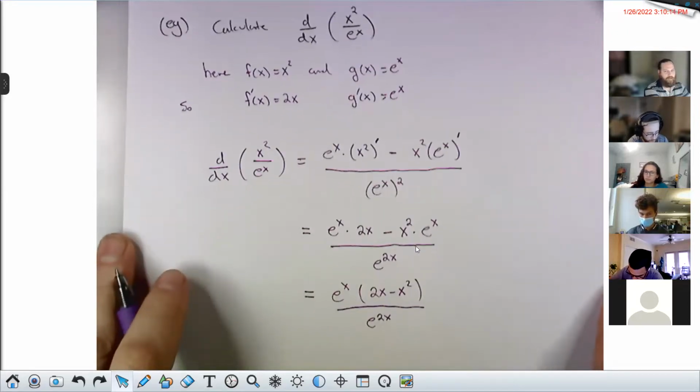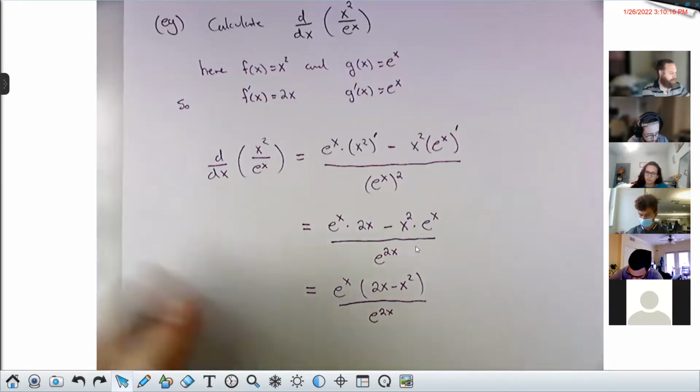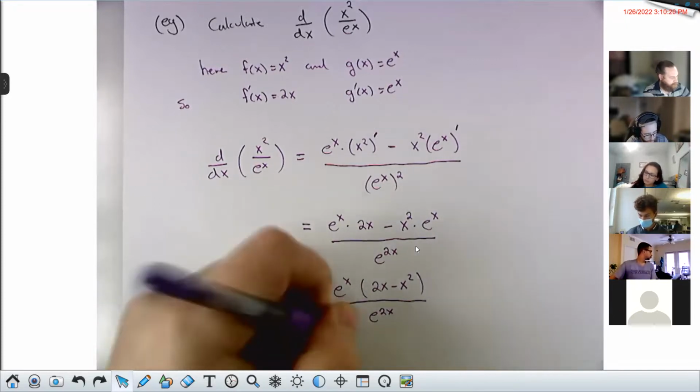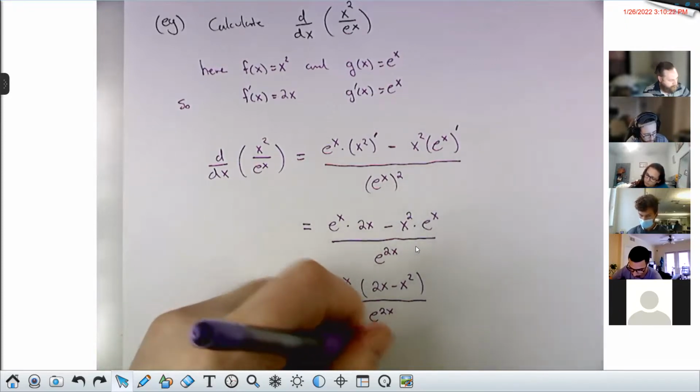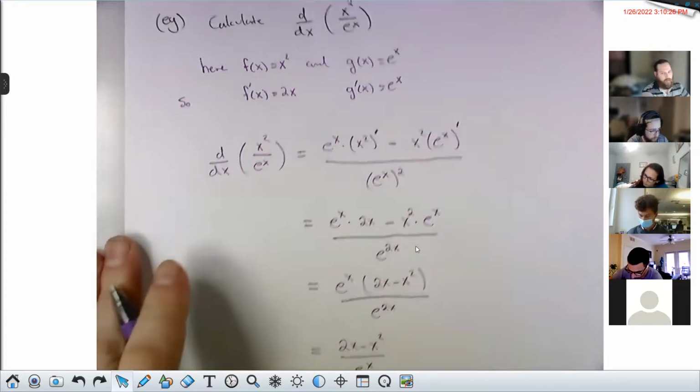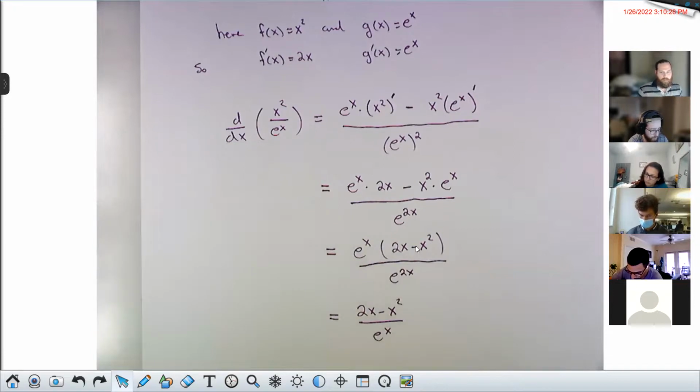You can cancel the e to the x into the e to the 2x. Remember, e to the 2x is e to the x times e to the x. So this is 2x minus x squared over e to the x. And you could also factor the rest of the top. That's x times 2 minus x.